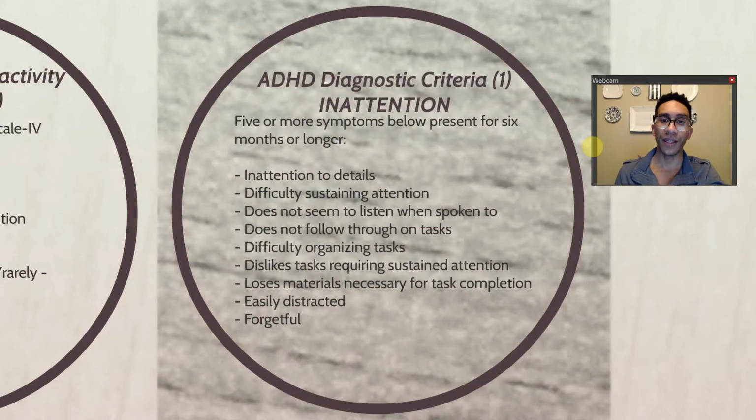Okay, so diagnostic criteria for inattention: 5 or more symptoms present for 6 months or longer. Inattention to details, if a person doesn't notice things when they're shown, or, in order to do a job, they're always missing things. Difficulty sustaining attention, I guess that goes without saying. If you're inattentive, that's kind of the definition. Does not seem to listen when spoken to. That probably looks like someone just spacing off, or like they're nodding, but then you ask them, what did I just say?